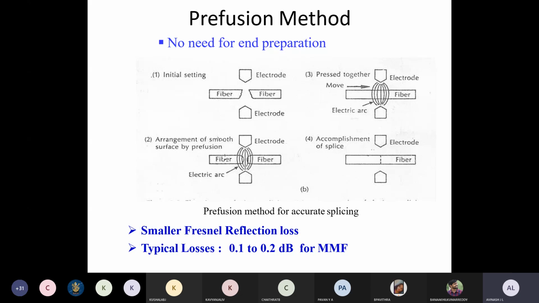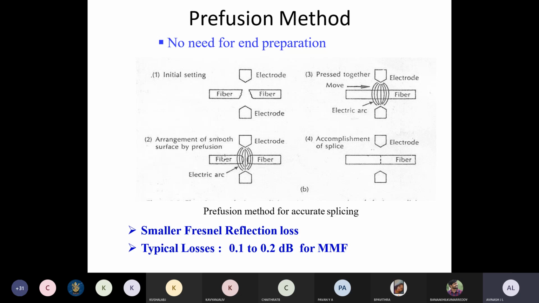So what is our goal? We need to join. That particular joining process is over, and it has been explained here. Four methods: initial setting, arrangement of smooth surface by perfusion, third, pressed together, and fourth, accomplishment of splice.